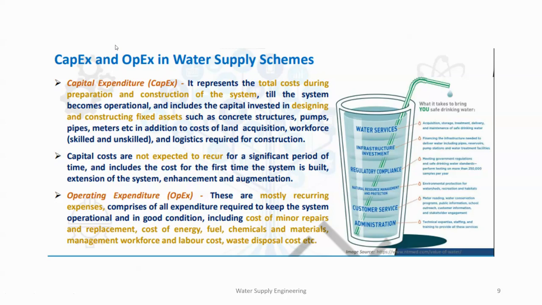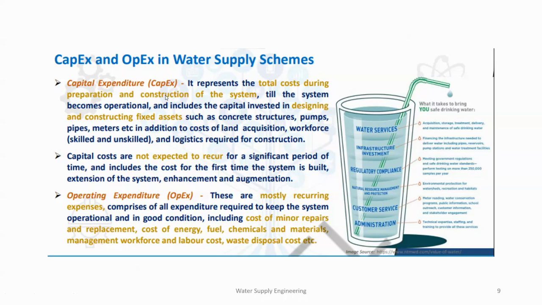making it operational. So it includes designing and constructing fixed assets, for example, concrete structure, pump, pipe, meter, land acquisition cost, workforce, whether skilled or unskilled, logistics. All these payments come under capital expenditure or capex. These are not expected to recur for a significant period because it is the first time, it is a one-time payment.